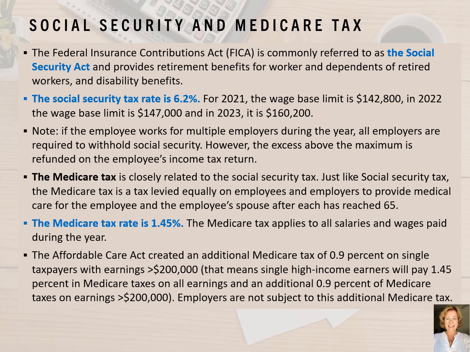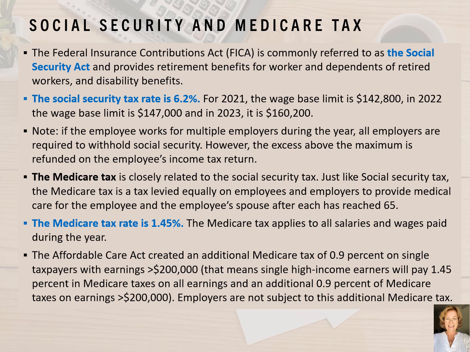The Social Security tax rate is 6.2% and has been unchanged for many, many years. There's a maximum wage limit, though, for Social Security taxes. For 2021, the wage base limit is $142,800. In 2022, the wage base limit is $147,000. And in 2023, it's $160,200. Our textbook, though, uses the 2021 tax rate.